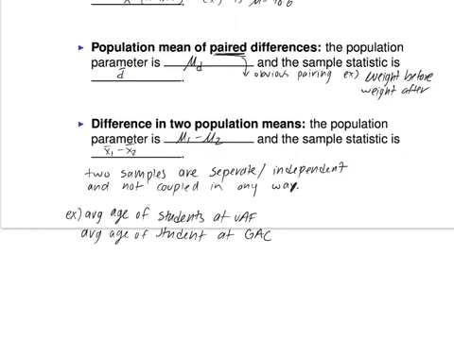But the point is that the students at UAF are not related to the students at my other college, right? They're two separate things. We want to compare how they are different. But the paired differences means that there's obviously a pairing. You can match them up. And also, this first one means you have to have the same sample sizes. Whereas this one, they could be totally different sample sizes.